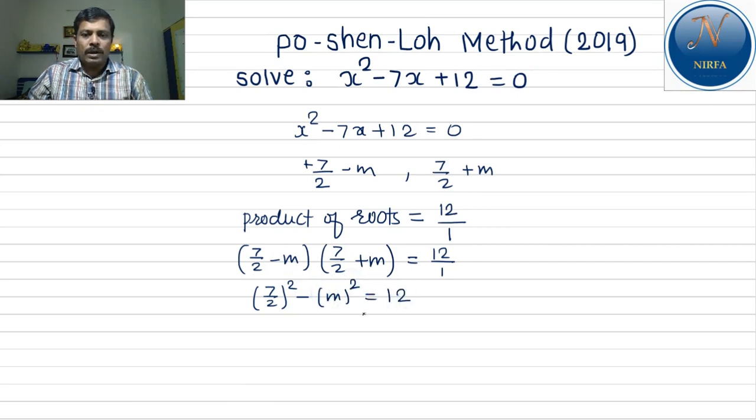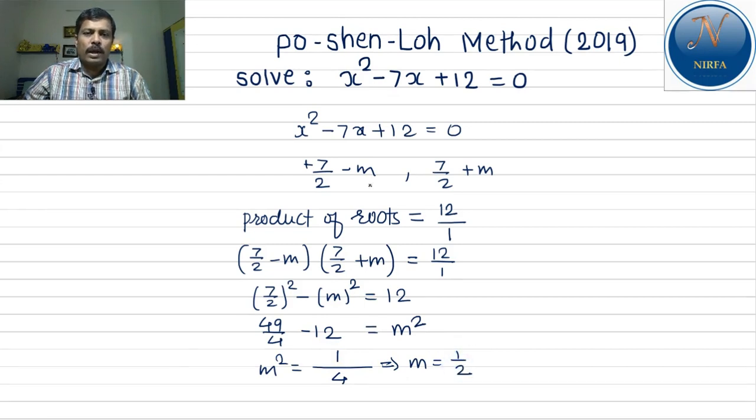Now ये minus m square हम इधर ट्रांसफर करेंगे तो ये प्लस m स्क्वायर हो जाएगा. ये 12 इधर करेंगे, इसका स्क्वायर भी लिख देते हैं. 49 upon 4, this is minus 12. And therefore, the value of m square is equal to (49 minus 48) upon 4, that is 1 by 4. And therefore, if you take its square root, its value of m is 1 by 2.